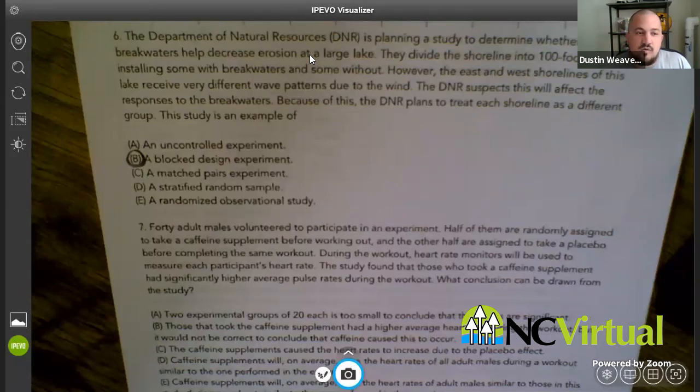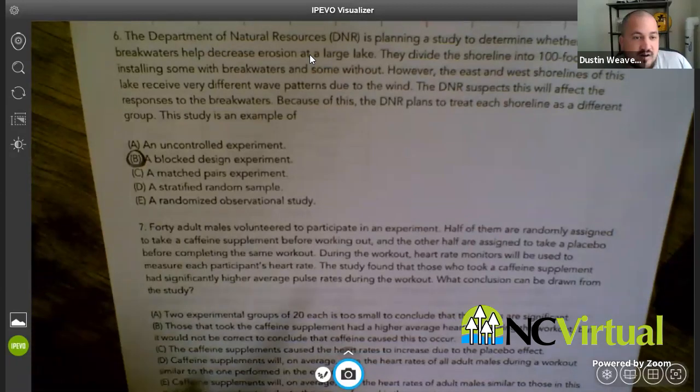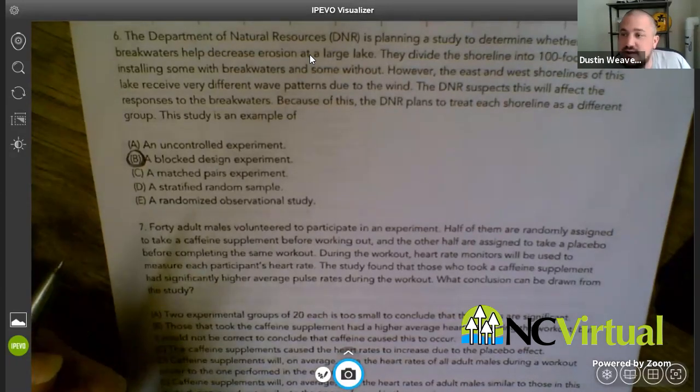We're just putting all the plots that are on the east coast into one group, and we're going to make a conclusion about them. And all the plots that are on the west coast are going to be another group, and we're going to make a conclusion about them. So in our final conclusion on our experiment, we may have 2 different conclusions. The east may be completely different than the west based on their wave patterns due to the wind.